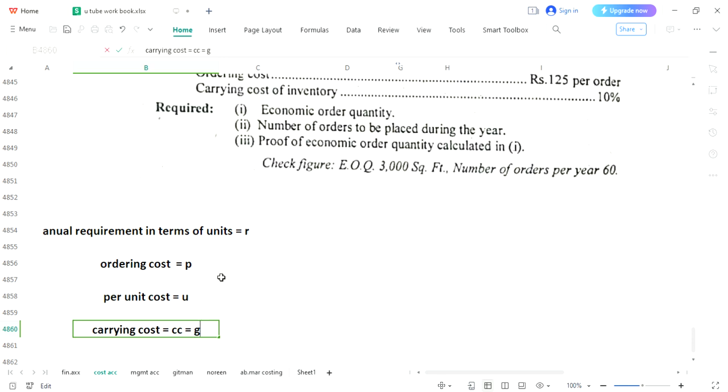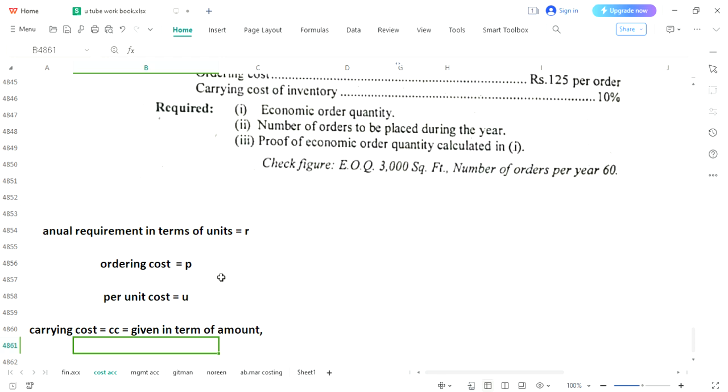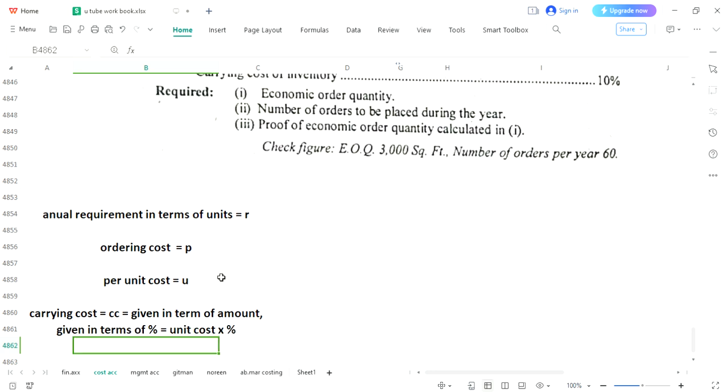Carrying cost may be given in terms of amount. That means he will say 5 is your carrying cost, 10 rupees is your carrying cost, or 50 rupees carrying cost per unit, like this. It may be possible that it is given in terms of percentage. So what you will do, you will take unit cost and multiply that percent to get your carrying cost.